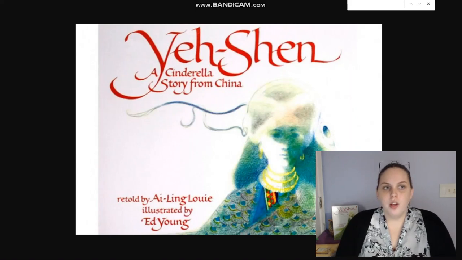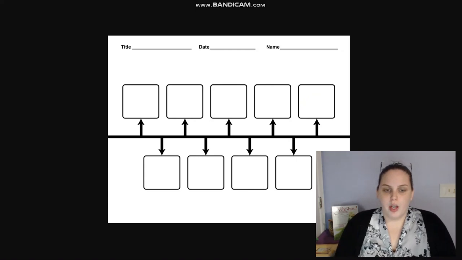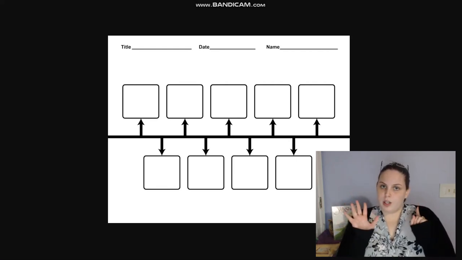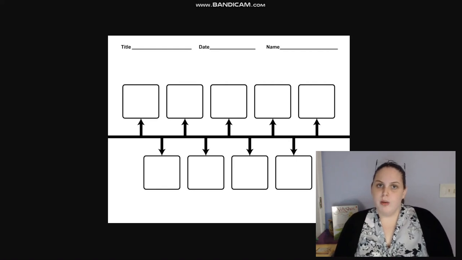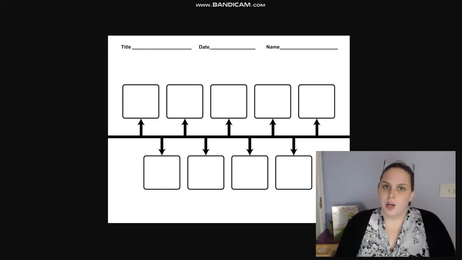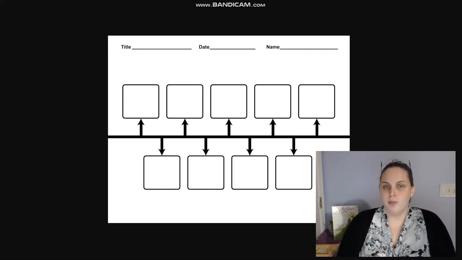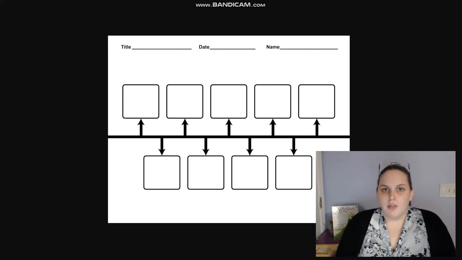So first, you're going to be filling out a timeline similar to this one with the events of the story of Ye Shen. There should be at least 6 events included in your timeline, and these events should be major important events from the story, such as when Ye Shen first finds out about her fish having magical powers. So I will come back in a few minutes when you are done with your timeline so we can move on to the next part of your activity.